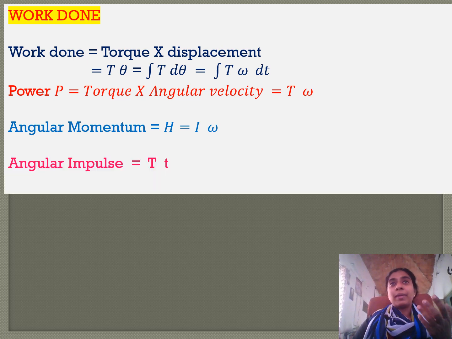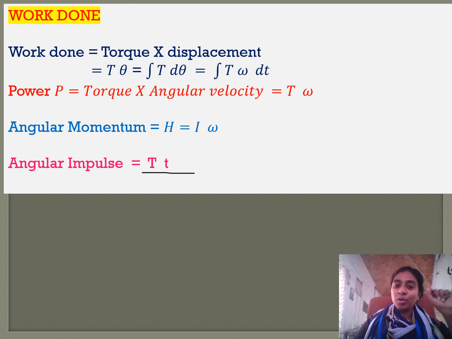Now angular impulse. We have already studied that impulse is a large force applied over a short duration of time. Here angular impulse is equal to torque into time. We have already studied linear impulse is equal to force into time, for a short duration of time, Ft. Angular impulse is equal to T into t, torque into the time.